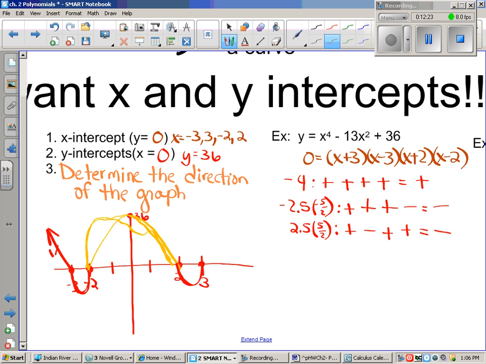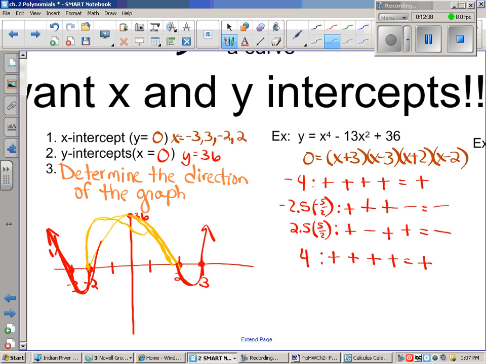Now pick a number greater than 3. Again, it can be any number bigger than 3. I'm just going to choose 4. 4 plus 3 is positive. 4 minus 3 is positive. 4 plus 2 is positive. 4 minus 2 is positive. Overall, positive. So it goes up.